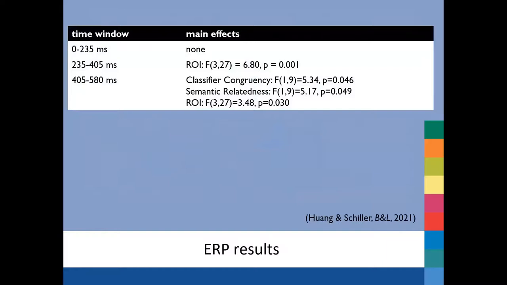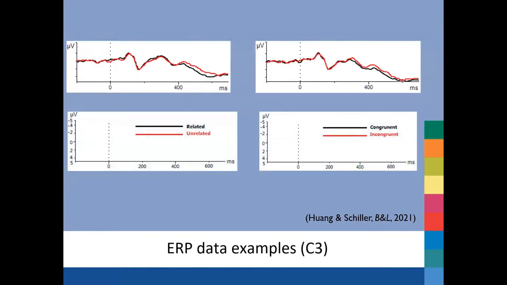So when we look at the ERPs, she looked at three different time windows, and there was an effect in the time window after 400 milliseconds that was significant for the classifier congruency, but also for the semantic relatedness. And here on the right side, you see the classifier effect. You can see that there is a difference between the incongruent and the congruent condition starting to show up at approximately 400 milliseconds. So this is very similar to the data that Man Wang had reported before.